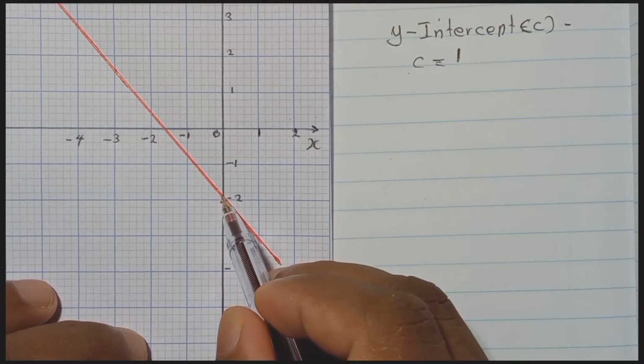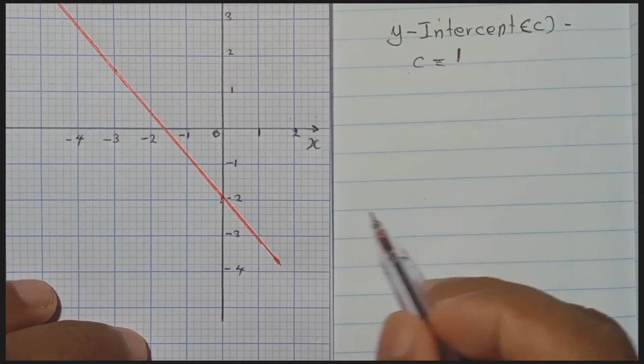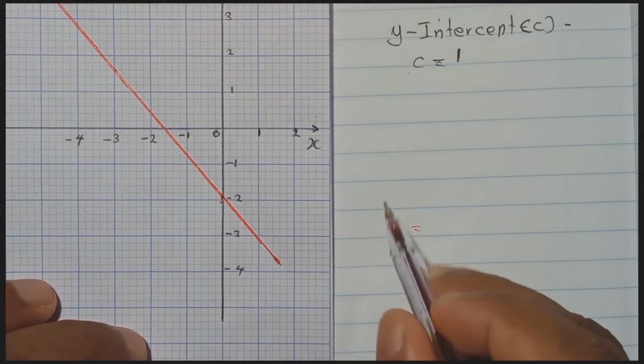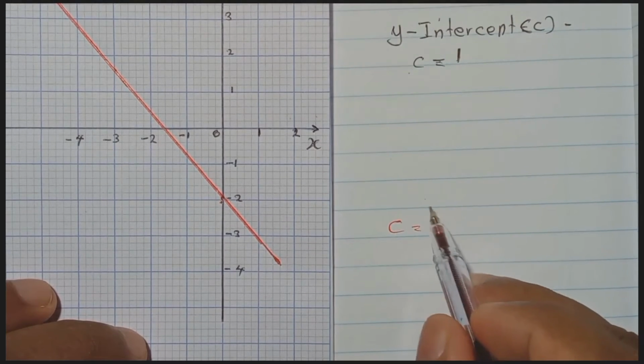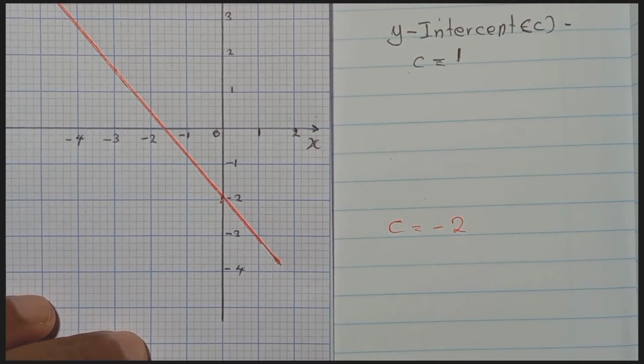At this point the y value is what? -2. So that's why for this graph c, or the y-intercept, is -2. It's like that. It's very simple, right? If they ask you to find the y-intercept when you have a graph, it's very simple.